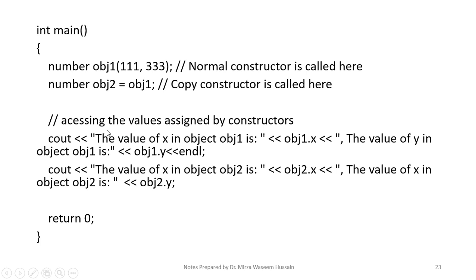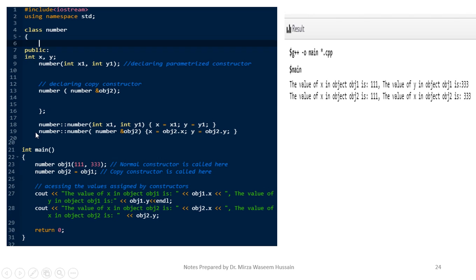When accessing the values, the output will be: the value of x in obj1 is obj1.x, the value of y in obj1 is obj1.y. Similarly, the value of x in obj2 is obj2.x, and the value of y in obj2 is obj2.y. Here is the code portion.